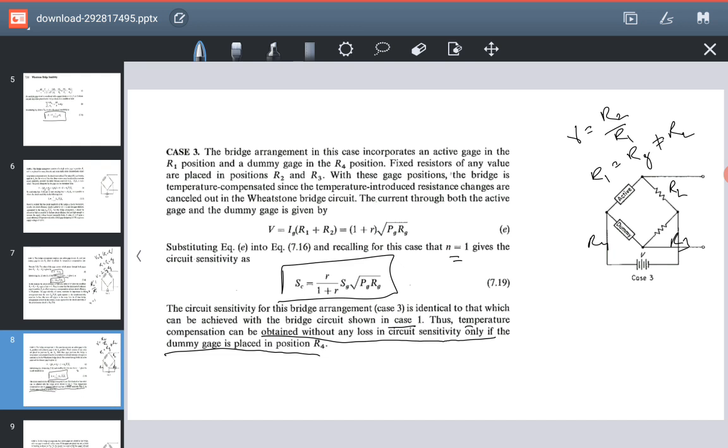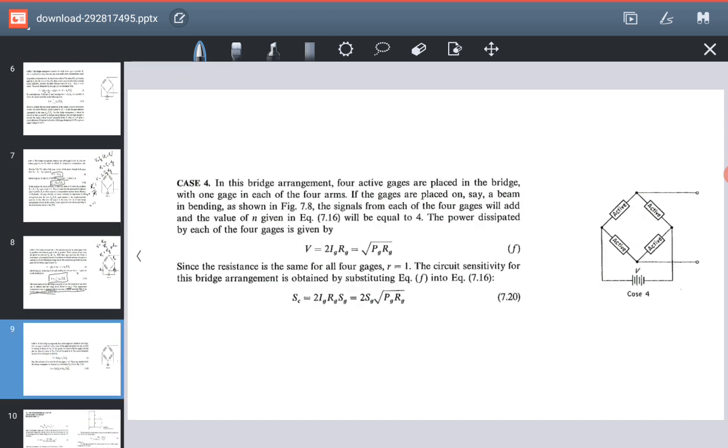Here the temperature compensation is for the temperature induced resistance. So it is saying that to compensate for the temperature factor without losing the circuit sensitivity, we can simply replace R4 with the dummy resistance. Okay.